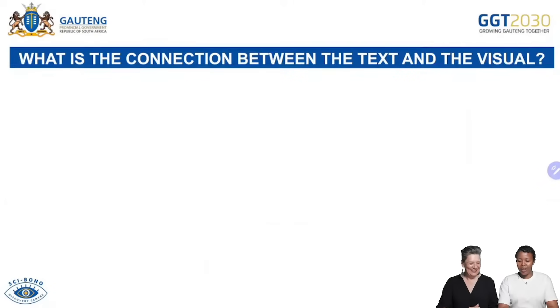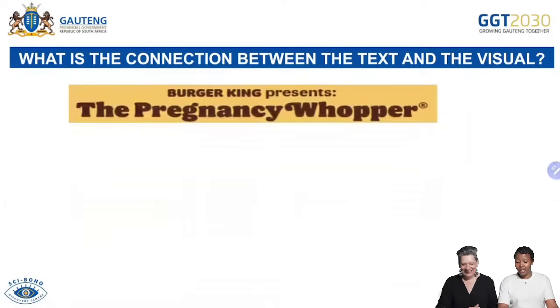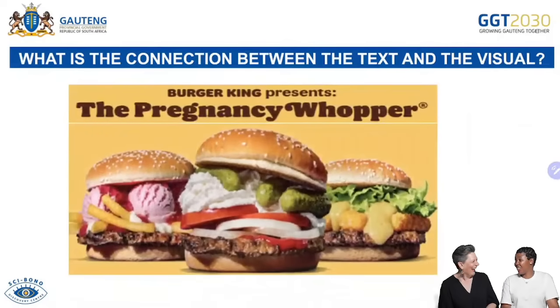Now, we are going to be looking at what the connection is between the text and the visual. We've already touched on it briefly. And here we are. We've got Burger King presents the pregnancy Whopper. So can you just imagine? I want you to stop it. Imagine what it would look like if we had a pregnancy Whopper. Oh, this is exactly what it would look like. And this is what it is, talking about burgers.